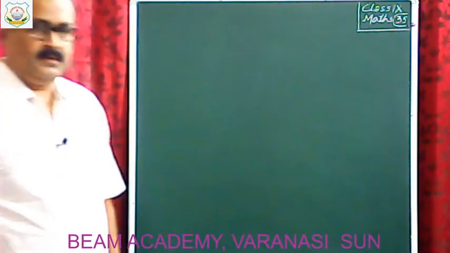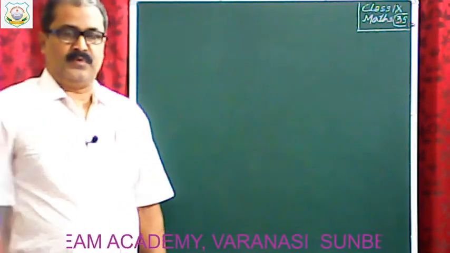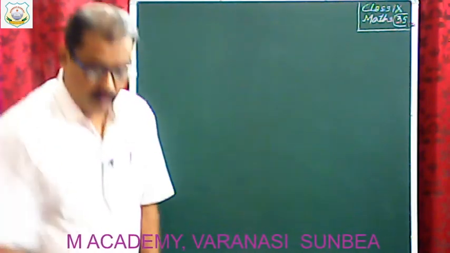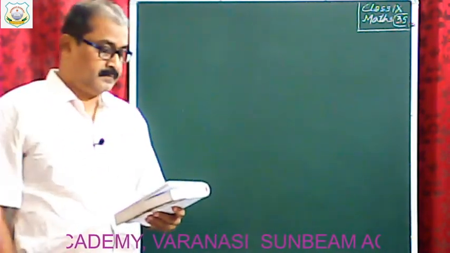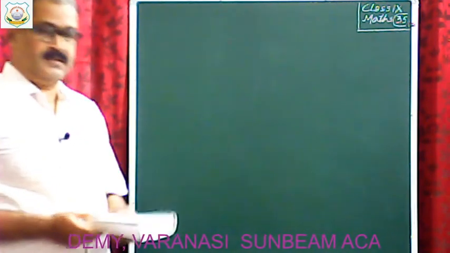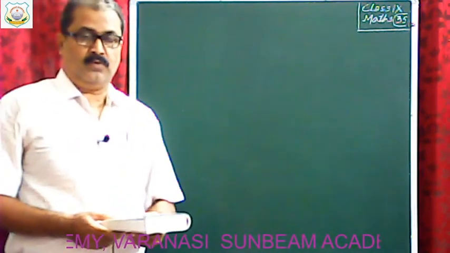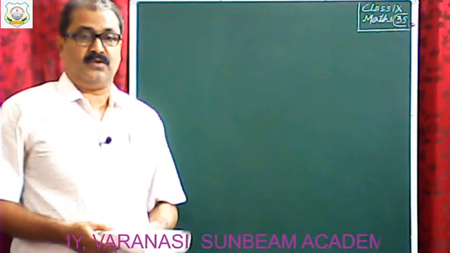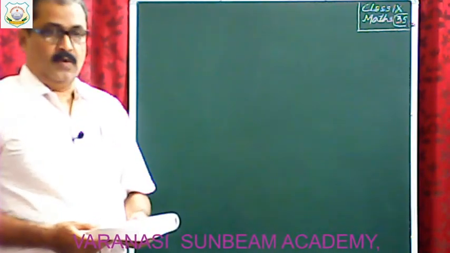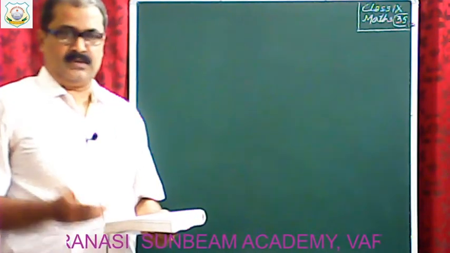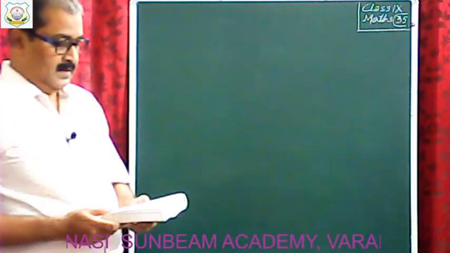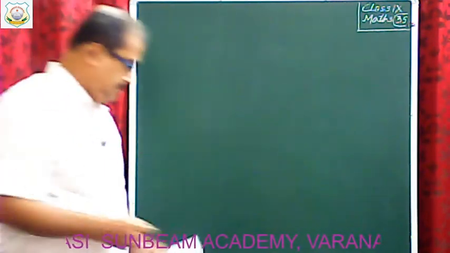Hi students, today I am going to proceed with exercise 1E of the chapter Number Systems. In this exercise, we have to know how to represent irrational numbers on the number line. One activity you have done is the representation of square root 2 and square root 10 on the number line. Let's see again.